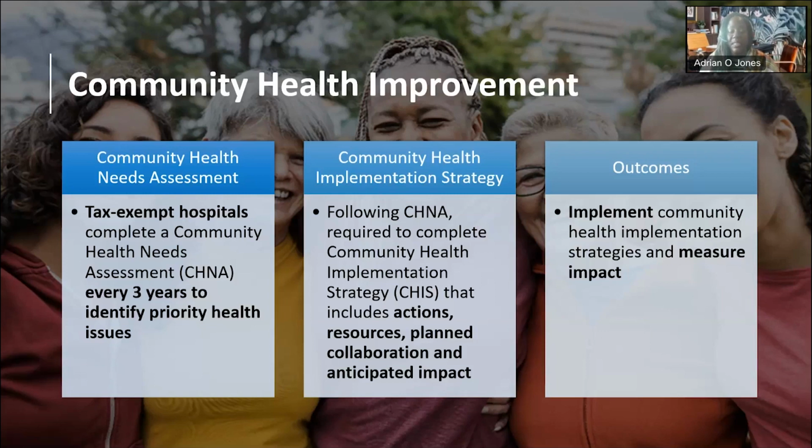And then, of course, our implementation piece. And in our implementation work, we're also making sure that we're being very intentional about continuing to engage community as we continue to move forward.